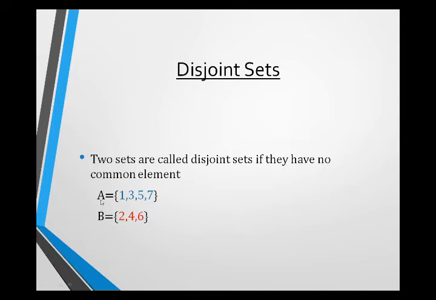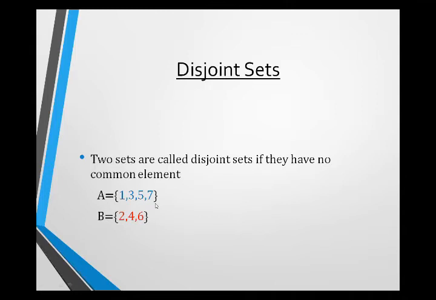Here we have set A equals 1, 3, 5 and 7. And here we have set B equals 2, 4 and 6. As you can see, students, I wrote these numbers in blue and these numbers in red. These colors show that there is no number which is common in both sets. So such a pair of sets is disjoint.